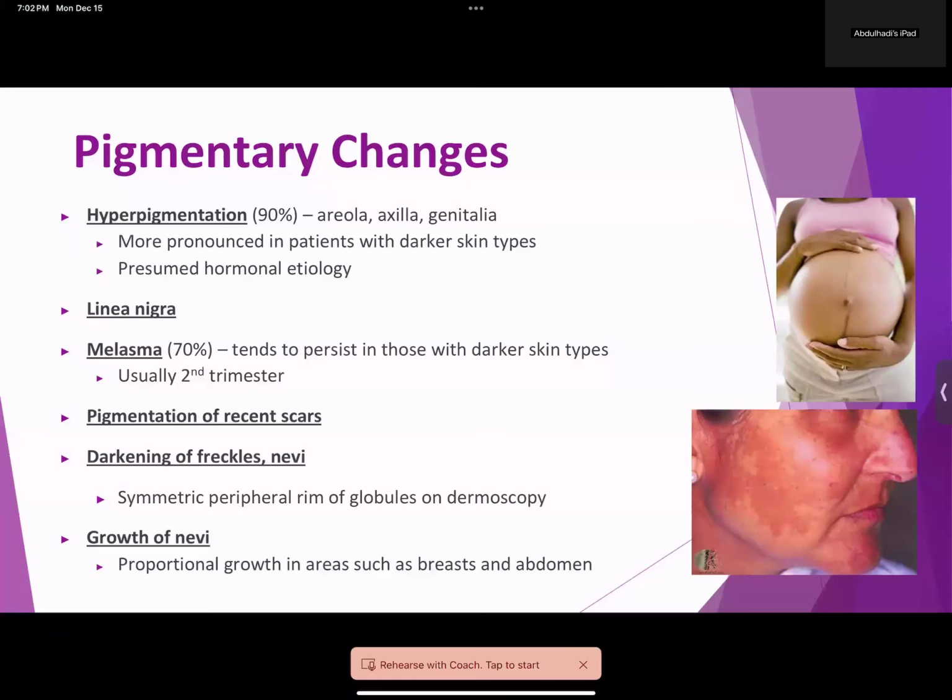They can have hyperpigmentation anywhere. Even their own freckles or nevi can get darker during pregnancy. And sometimes they can increase in size, but that's due to the proportional increase in the breast, preparing the mom for the breastfeeding after pregnancy, or the abdomen because of the distension of the abdomen.